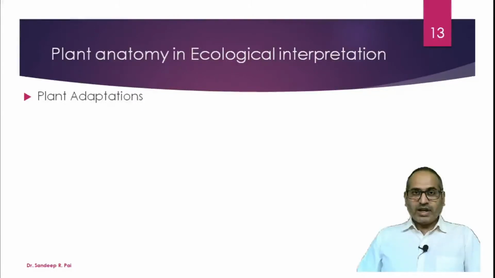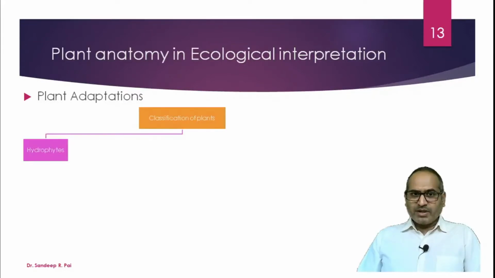Now let us see what are the applications of plant anatomy in ecological interpretation. The first thing I have taken is plant adaptations. Now what kind of adaptations happen in plants? Instead of giving you bulleted points, I thought I should give you something that can strike your brain. So I have made a flowchart in this case. Let us understand this flowchart.